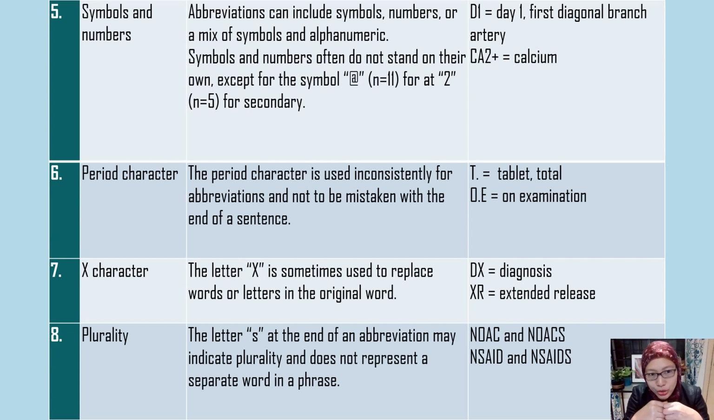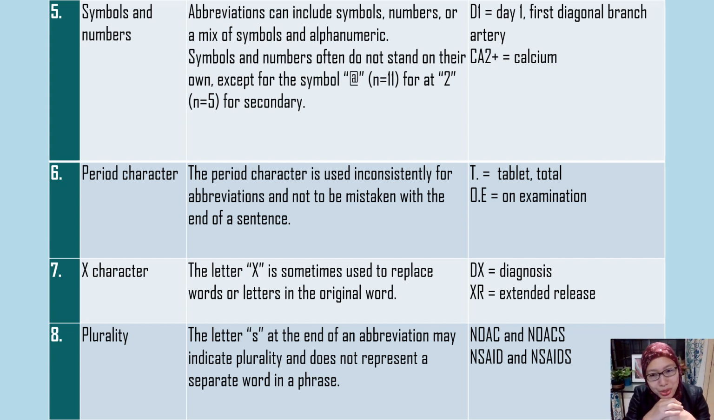And then we also should look into the period character. Abbreviations with a period in between or immediately after could be an abbreviation. So for example, T dot can mean tablet, can mean total, but if you see the use of period character in between two characters without space, then it could potentially be an abbreviation, for example, on examination.